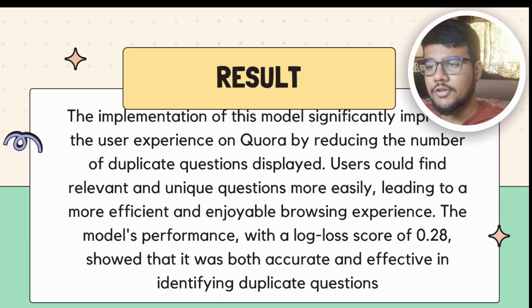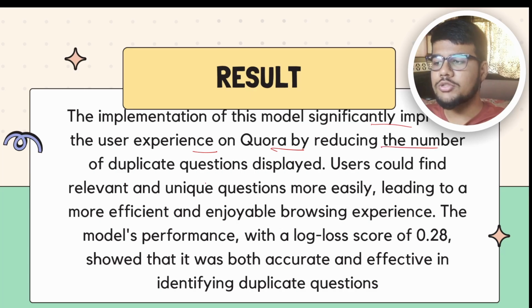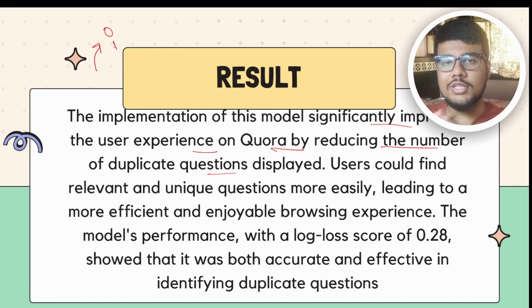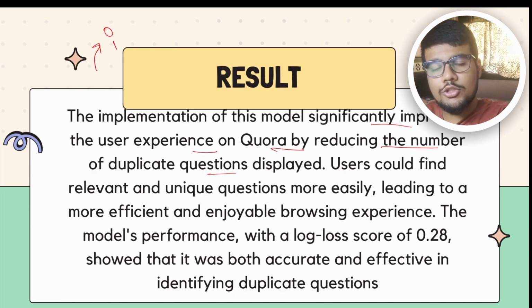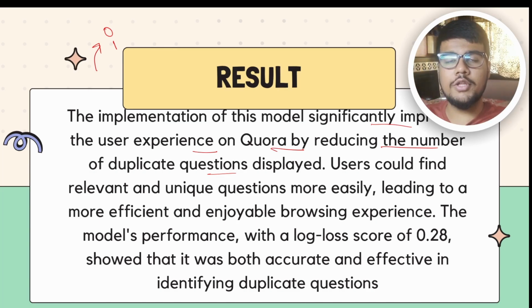The implementation of this model significantly improved the user experience on Quora by reducing the number of duplicate questions displayed, because as this is a classification model, the value should be 0 or 1. If the user is asking a duplicate question, then it would be 1, and if the user is asking a unique question, then it would be saved into the database. So this was the particular objective of my model or project, and I did the same.